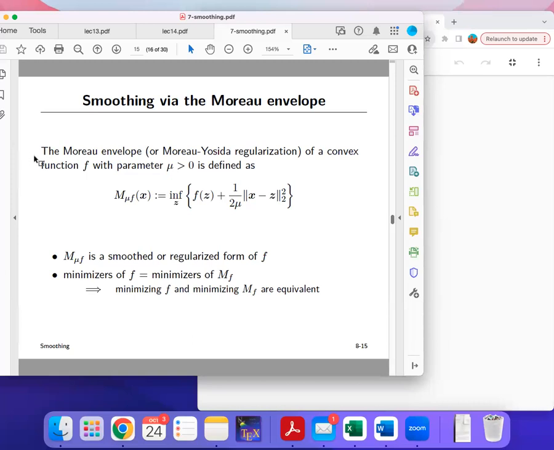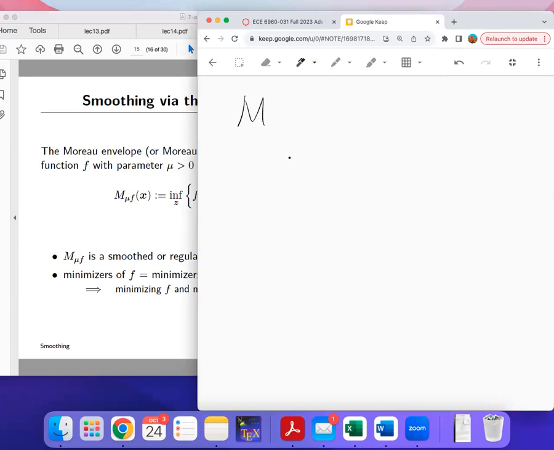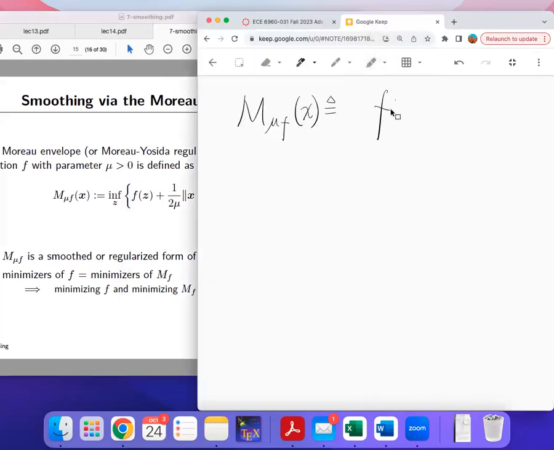Intuitively, if you want to smooth a function f with a certain parameter mu, then we can consider this Moreau envelope. This capital M stands for the Moreau envelope, and we are looking at the mu f. First of all, this Moreau envelope is a function of x. It's similar to f(x), it is also a function. But the way we define this function is based on the parameter mu and the given convex function f. So how do we define this Moreau envelope value at x? It is defined as, here, look at this optimization problem.